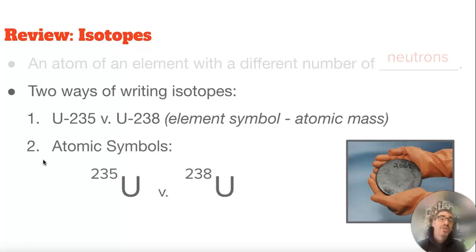Now, if we're looking at it from the perspective of atomic symbols, we have the element symbol followed by the atomic mass in the upper left. And you might be wondering, where is the atomic number? That's usually not included just because that number doesn't change with the element symbol. So as long as you know the element symbol, scientists and chemists assume that you can figure out that information.